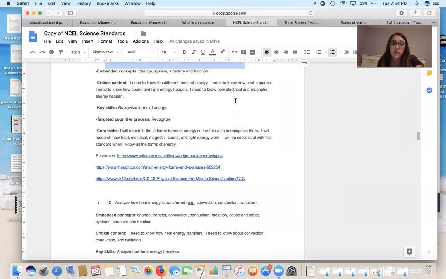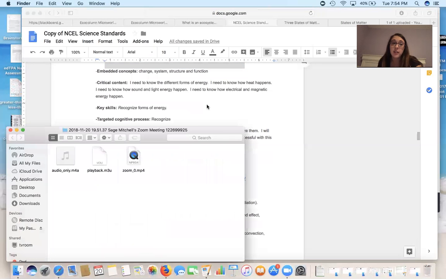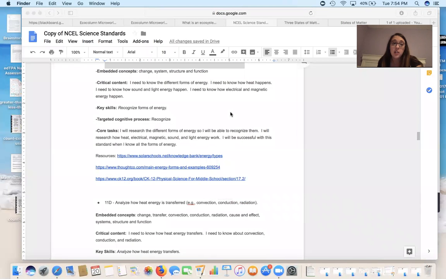You need to know the different forms of energy. You need to know how heat happens. You need to know how sound and light energy happen. And you need to know how electrical and magnetic energy happen. You need to recognize your key skills to recognize forms of energy. Your targeted cognitive process is to recognize.